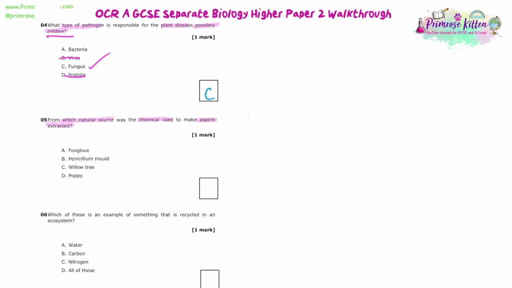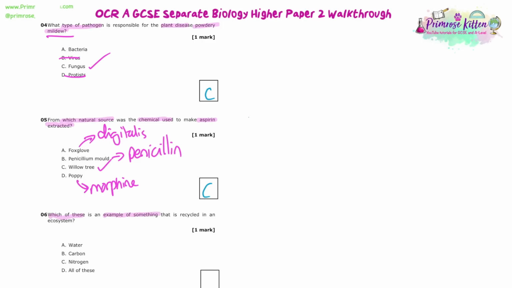Question 5. From which natural source was the chemical used to make aspirin extracted? Okay, so this is one of those plant alternatives or sources of medicine from plants. So let's go through what each of these does. So foxglove, it can't be because that is used to make digitalis. Penicillium obviously makes penicillin. And then the poppy is where we get things like opiates, so morphine. So it is the willow tree where we get aspirin from. Again, you could have remembered some of the others and maybe not remembered the aspirin and worked it out this way, or just known that it was aspirin.